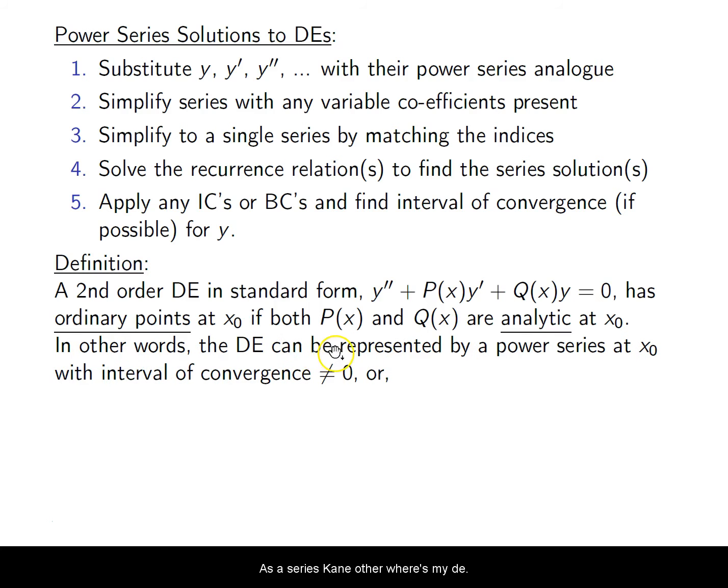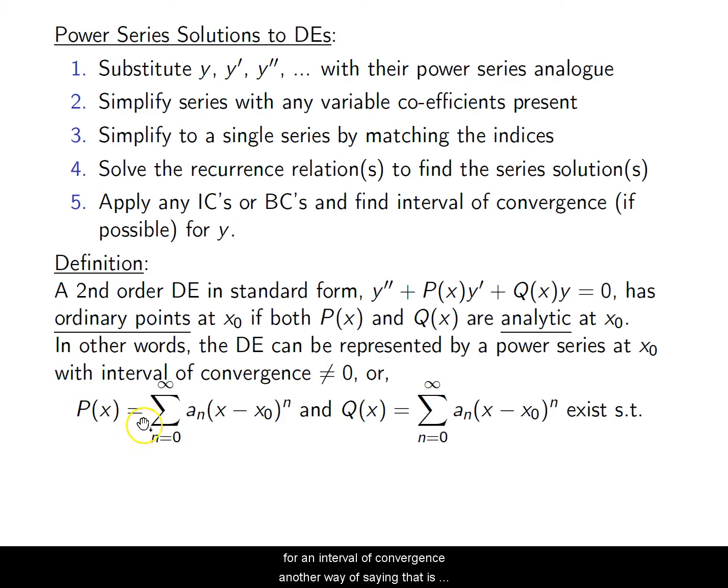In other words, my DE can be represented by a series at x naught with an interval of convergence that is not 0. So I'm not being convergent at a point. I have to be convergent either for all of x or for a radius, right? For an interval of convergence. Another way of saying that is that I can write p of x as a series and I can write q of x as a series, and those will exist such that the radius of convergence is not 0, okay?